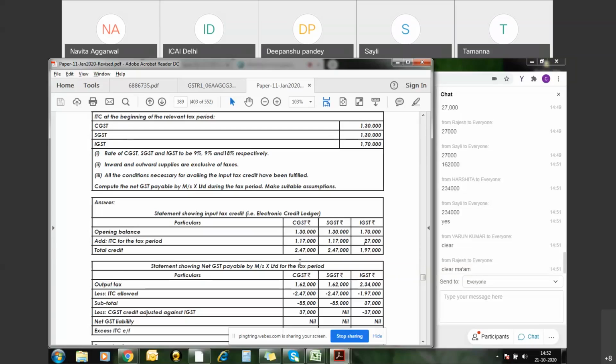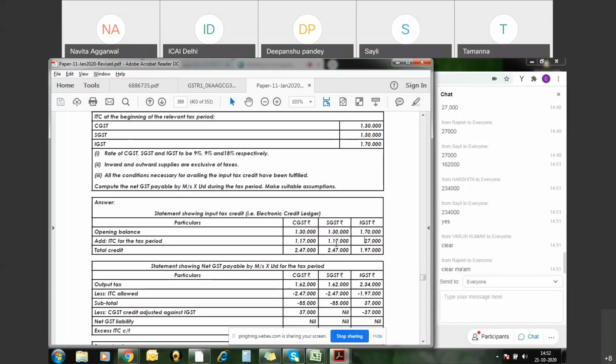In a few of the heads you will see there is excess ITC available. Under IGST you will see that IGST liability is still remaining after setting off the complete IGST ITC. Now ITC is allowed against CGST. The liability is 1,62,000, but ITC available under CGST is 2,47,000.